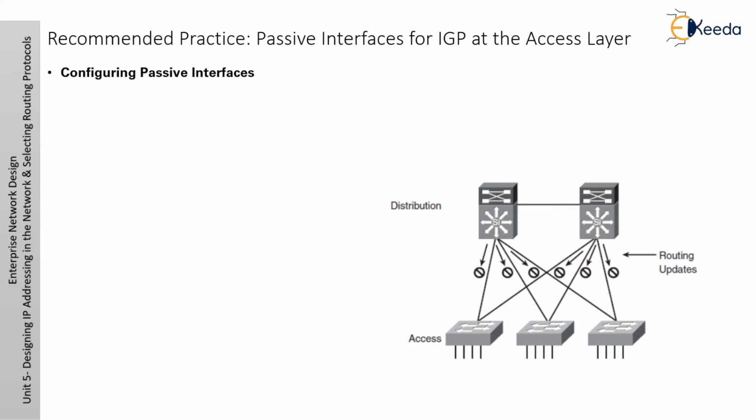Recommended practice: passive interface for IGP at the access layer. The recommended practice is to limit unnecessary peering across the network access layer. In this figure, the distribution multi-layer switches are directly connected to each other and are interconnected with three access layer switches. So these are the access layer switches, and these are multi-layer switches. These two are connected to these three.